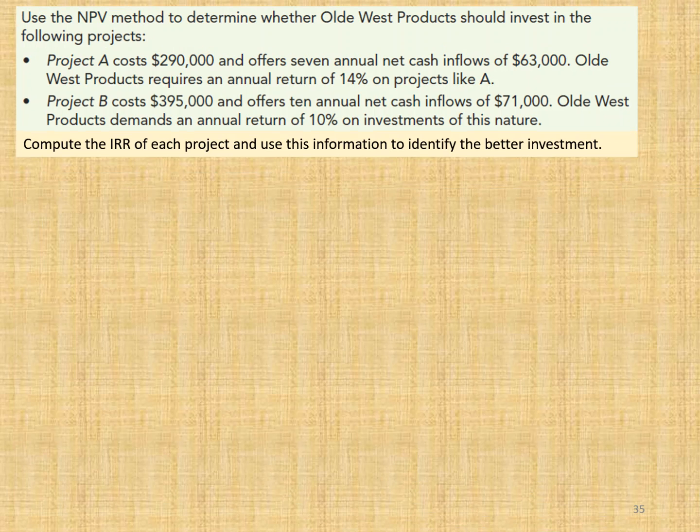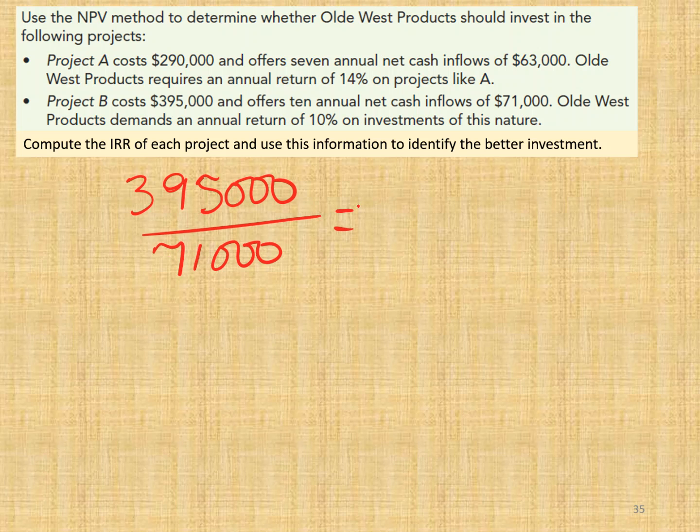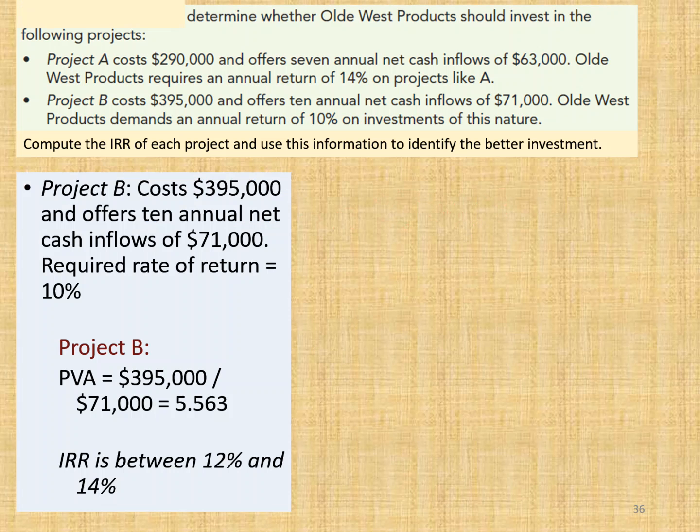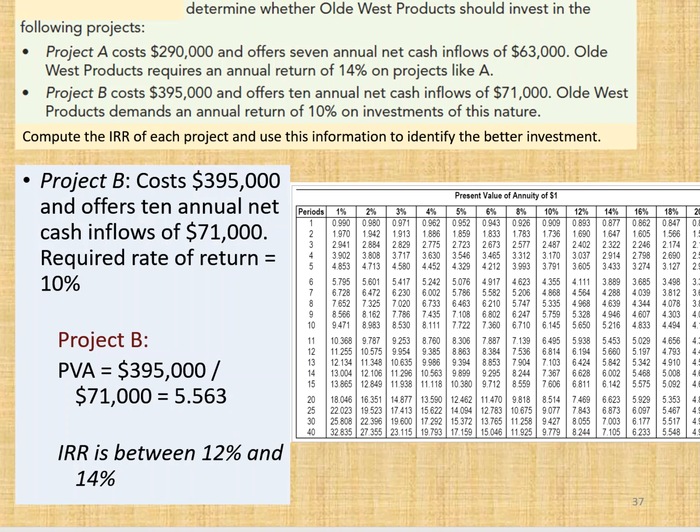Very similar, $395,000 we would need to take as the initial investment divided by the cash inflows of $71,000, and that's going to give us a factor of 5.563. So again, I have it typed up so it looks a little neater. 5.563, and we'll have to go to the table as well.